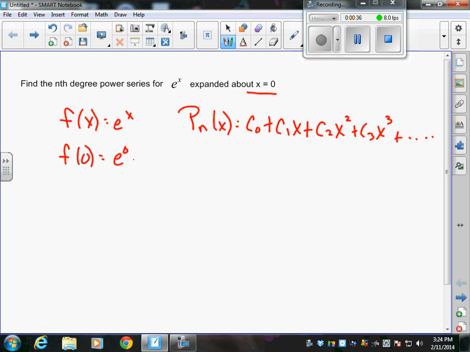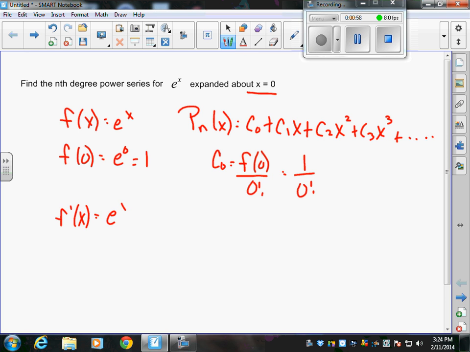Well, that's e to the 0, which we know is 1. But we now know a shortcut for how to get c sub 0. Remember that c sub 0 is f of 0 divided by 0 factorial, which would be 1 over 0 factorial. And I'm actually going to leave it in that form because we're going to be looking for a pattern here in a minute. Then we're going to find f prime.